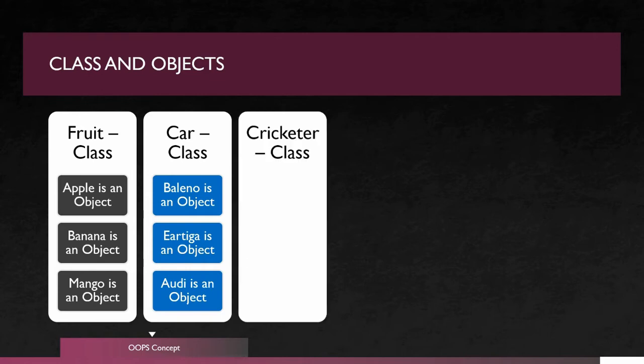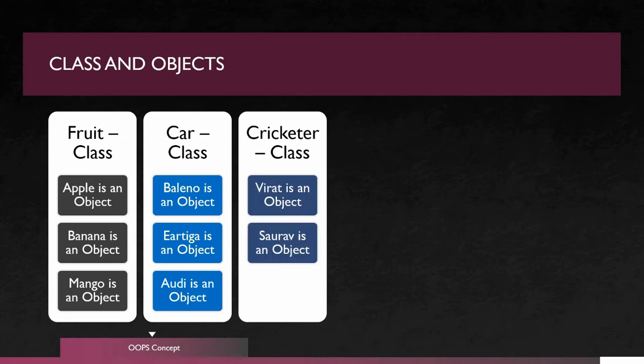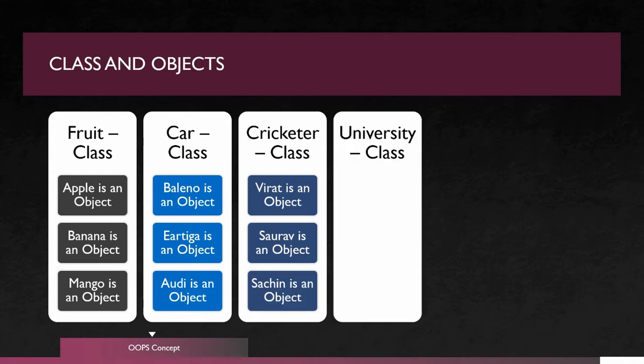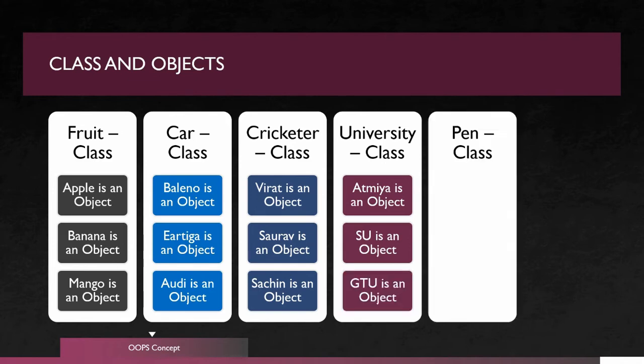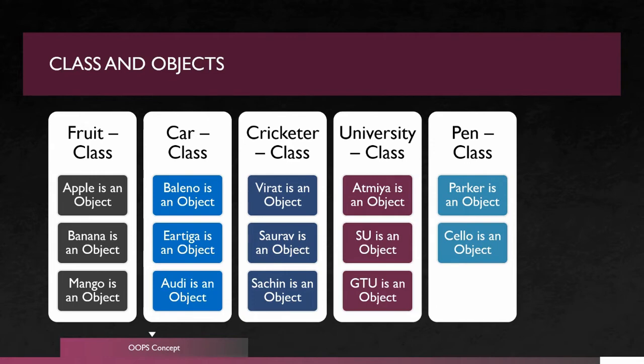But if you talk about a cricketer, then which cricketer? For example, Virat is a cricketer. Yes. So you can say Virat is an object. Saurav is an object. Sachin is an object. Now suppose you talk about a university, then which university? Atmiya University is an object. Saurashtra University is an object. GTU is an object. Suppose pen is a class, then which pen is an object? I have a Cello pen, then Cello is an object. And if I have a Reynolds pen, then you can say Reynolds is an object.